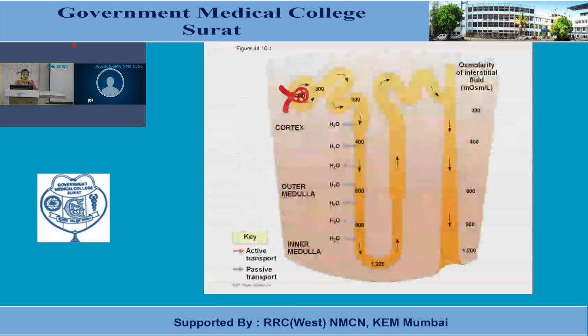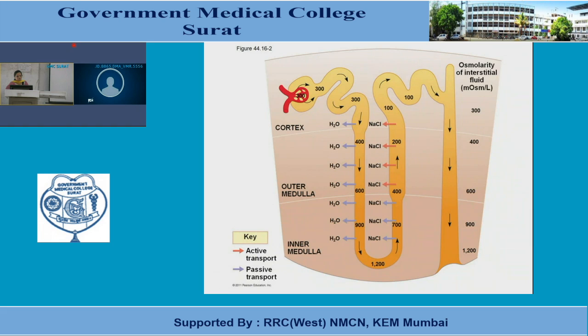So you can see in the figure, there are different transport mechanisms. You can see in the first part, the osmolality is 300. Then as we go down, water is coming out along with the solutes. So you can see the osmolality is increasing. It is 400, then it becomes 900. This is the final one, okay? Then 1200. Again, the thick and thin segments are impermeable to water.